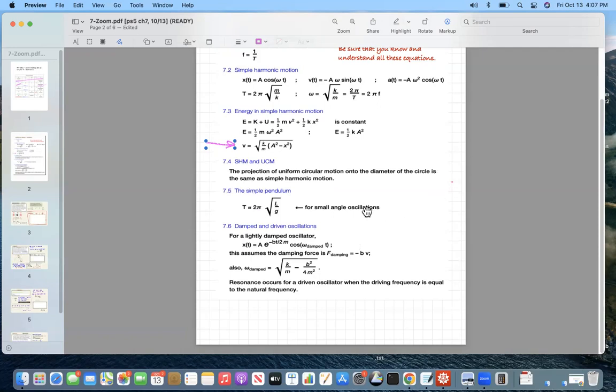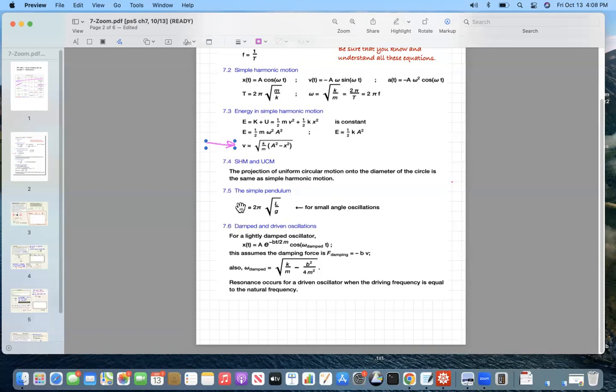Well, for small angle oscillations, the period doesn't depend on how far it's swinging. So if it's swinging over very small angles, it'll be moving very slowly. If it's swinging over larger angles, it'll be moving more rapidly. But overall, the period will be the same in both cases.